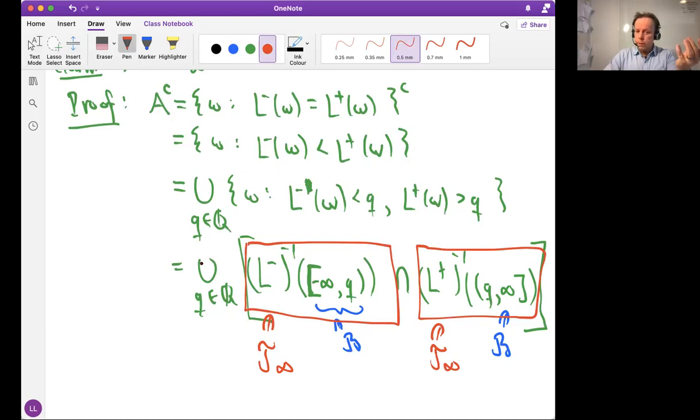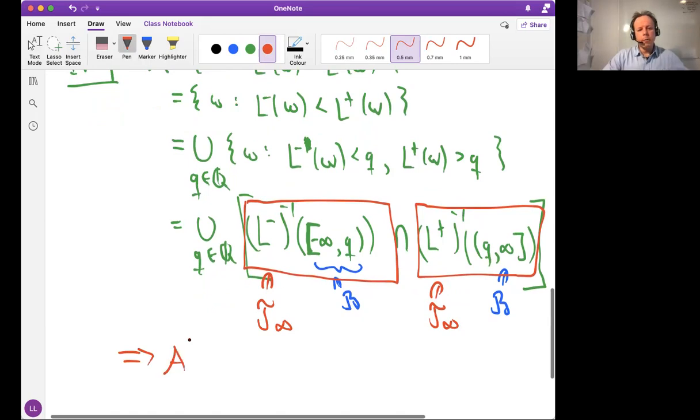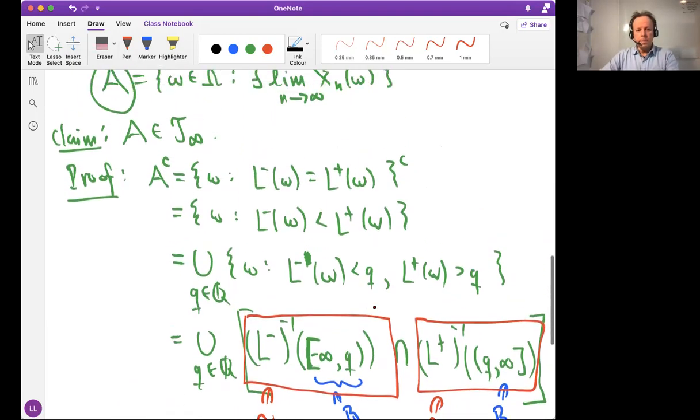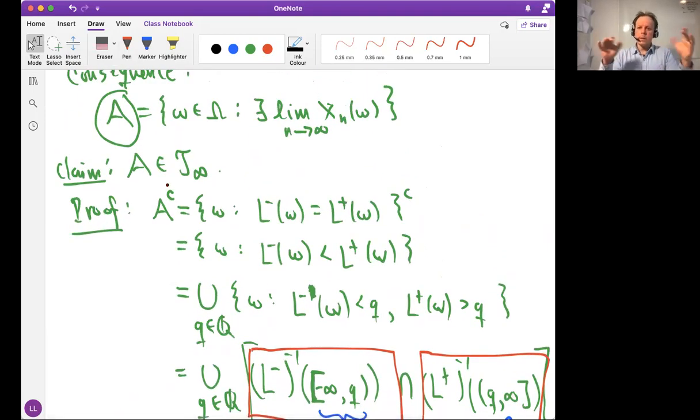A countable union of measurable sets is measurable. What do we conclude? A complement is also in the tail sigma algebra, because we were taking intersections and countable unions of elements of this sigma algebra. And because the sigma algebra is stable under complement, A is also in the tail sigma algebra. That's the end of the proof of the consequence. Asking whether there is a limit or not is a question whose event belongs to the tail sigma algebra.